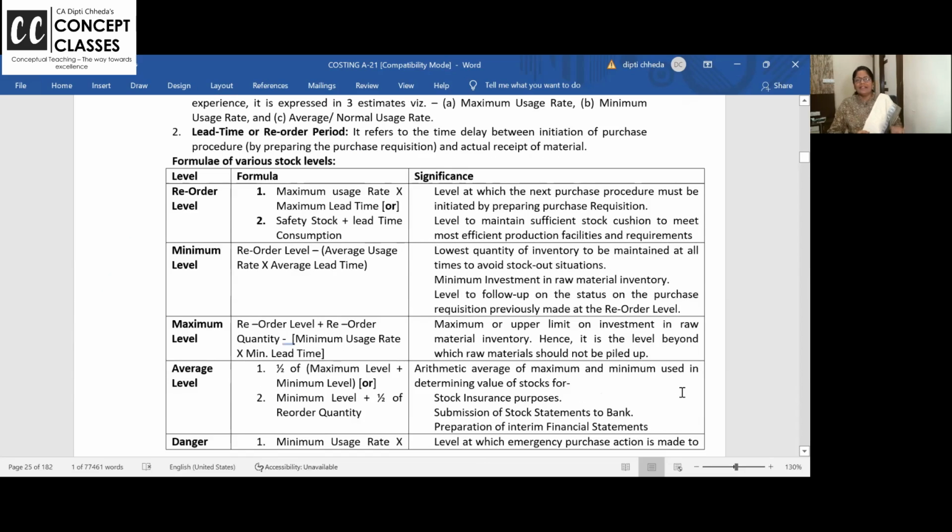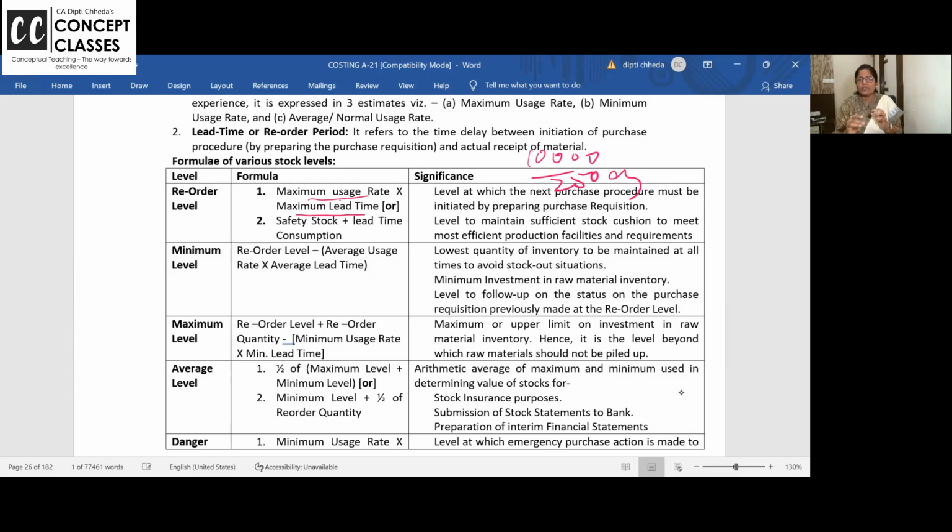Yeah. Next part in this is, when should I place the order? So reorder level is based on the maximum you can use of the material per day. 10,000 units are required and your factory is working 250 days. How many units are required per day? And maximum lead time is, if you place an order, will you get it in 7 days, 10 days? So maximum lead time is 10 days.